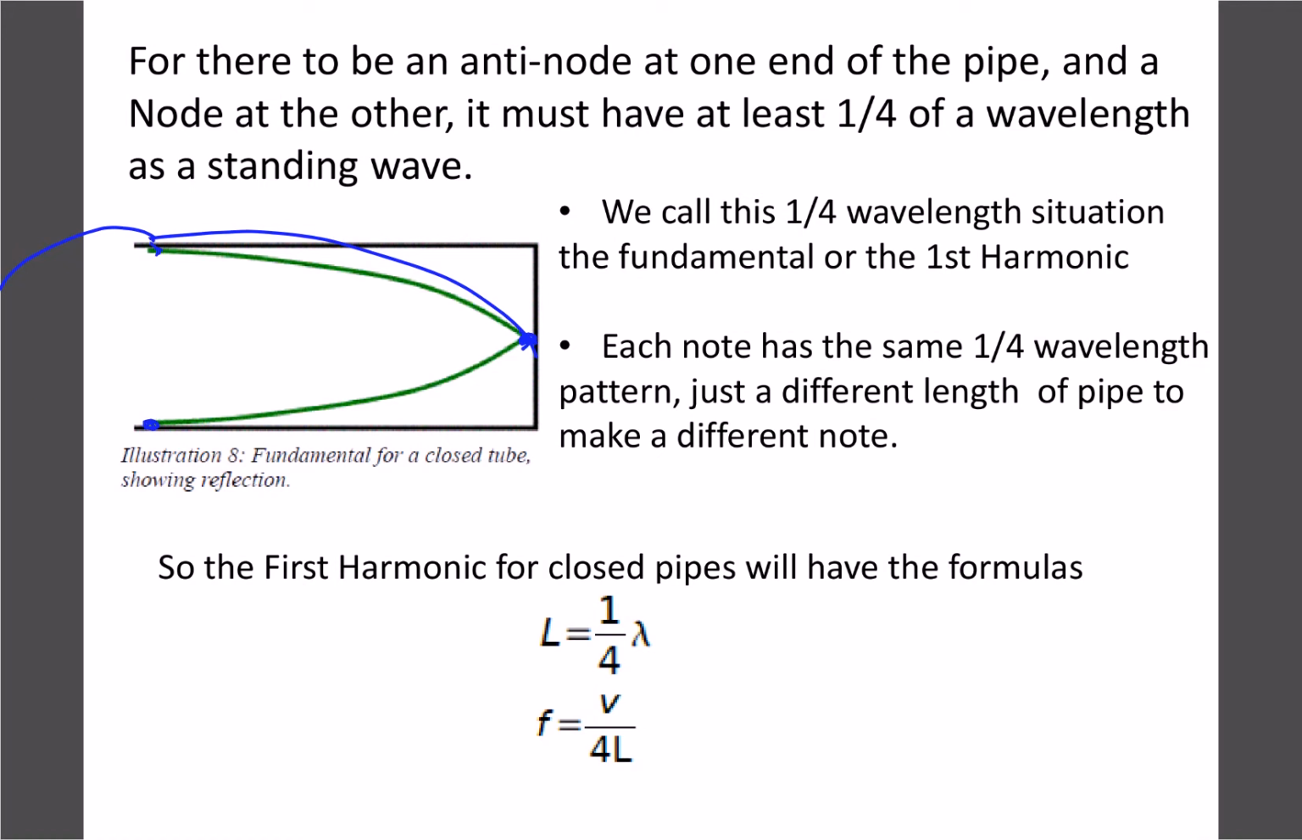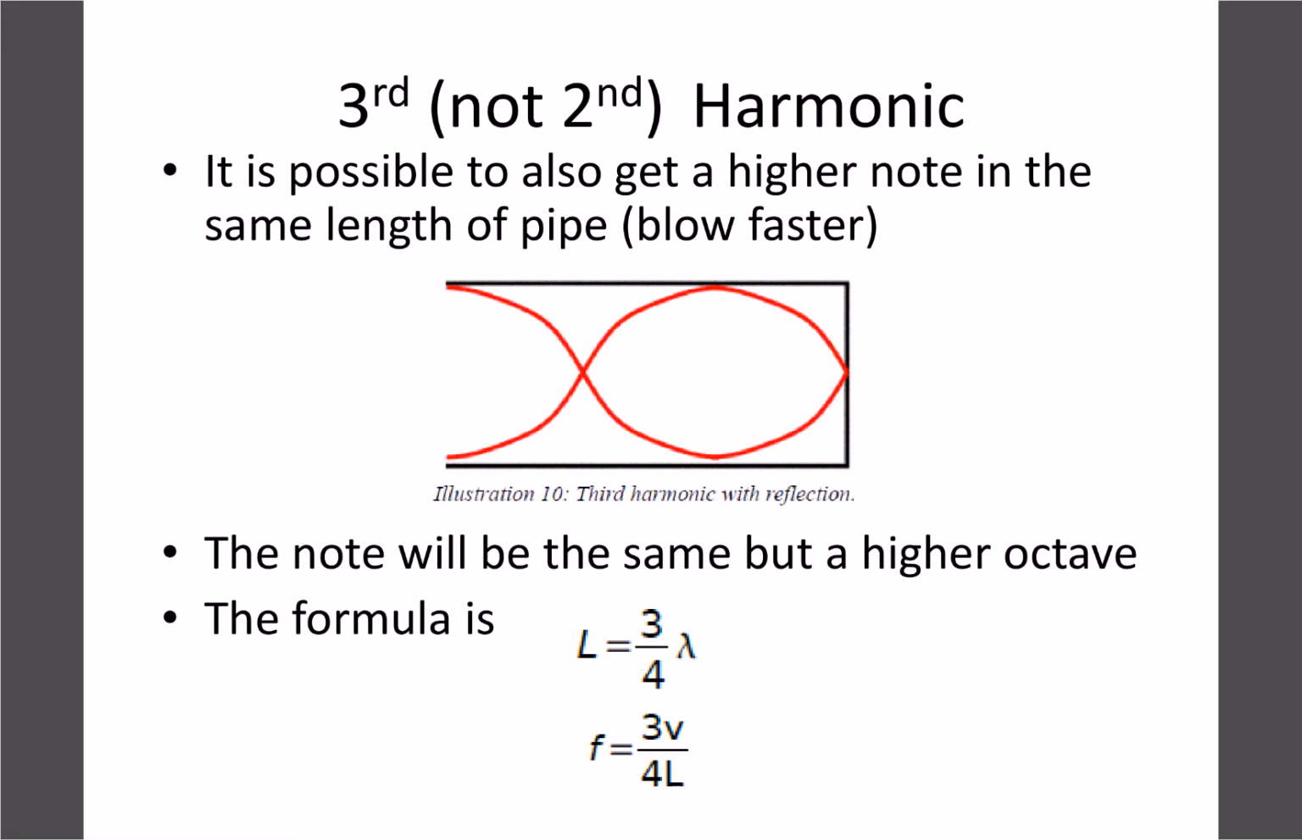So using the same logic, we'd have a quarter of a wavelength, and we can rearrange that formula to be V over 4L. So you can see here, there's our quarter of a wavelength. If we go 2 quarters or half, we'd have a node at both ends, so that's not going to work. We actually have to jump to get to 3 quarters. So you can get this sort of fish-looking kind of wave. If we get to 3 quarters, that's our next octave. So we don't have a second harmonic for closed pipes. We just have first, third, fifth, and so on, but the formulas work the same.